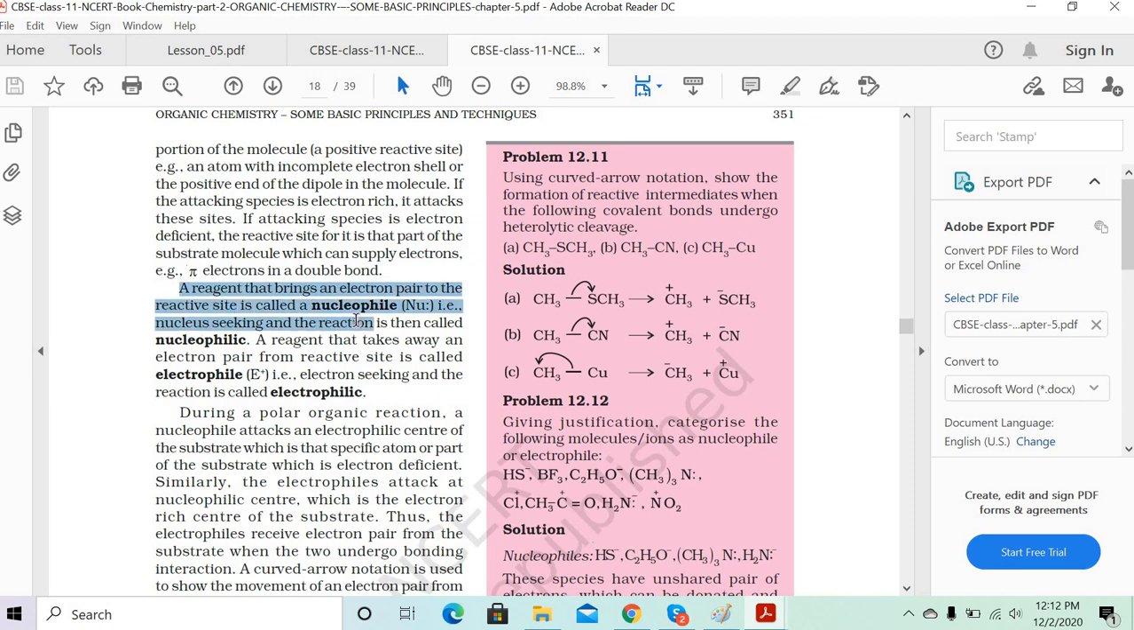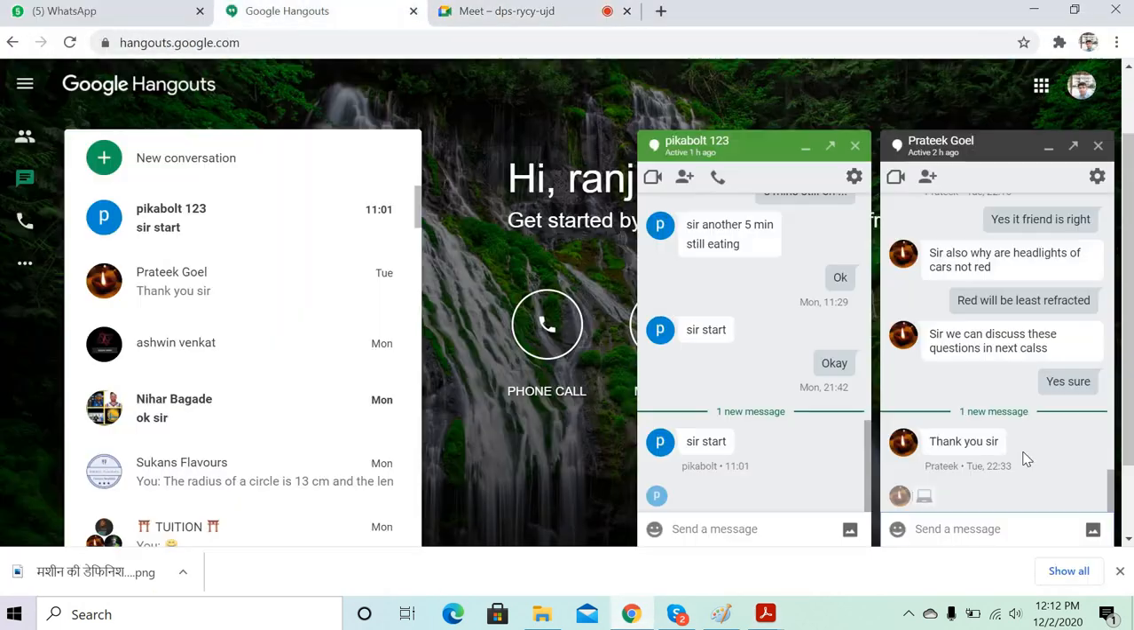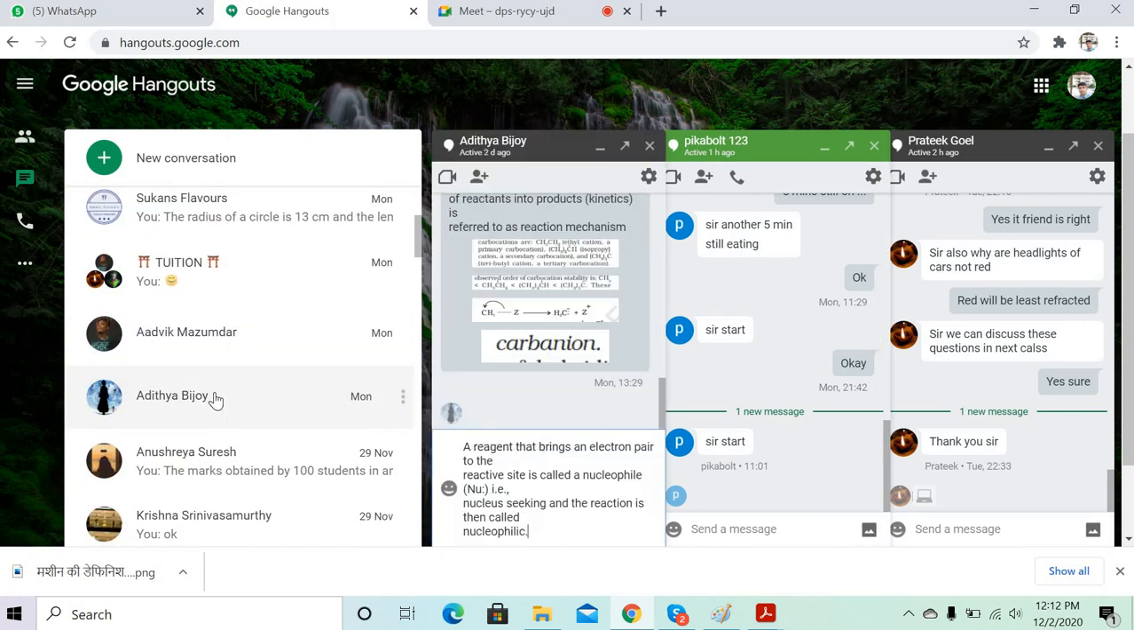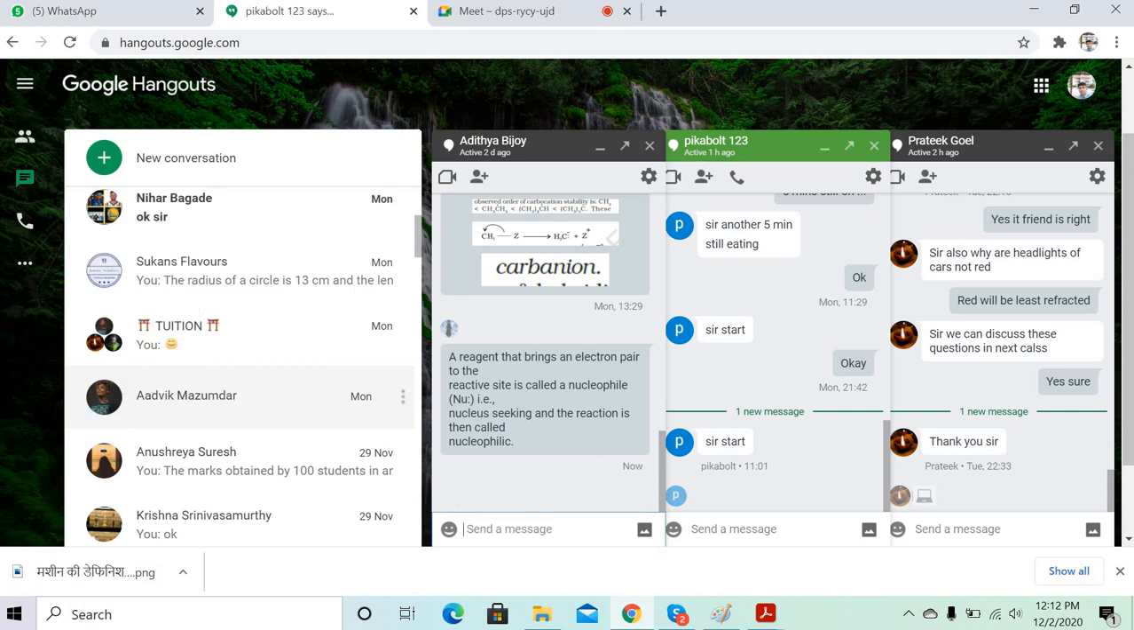The reagent that brings an electron pair to the reactive site is called the nucleophile. Good. Nucleophile means nucleus seeking, and the reaction is then called nucleophilic. Just write this part, then I'll explain what it means. Which one, sir? I'll send it to you, this part. I want you to write this part.